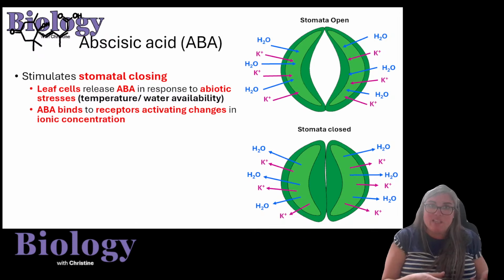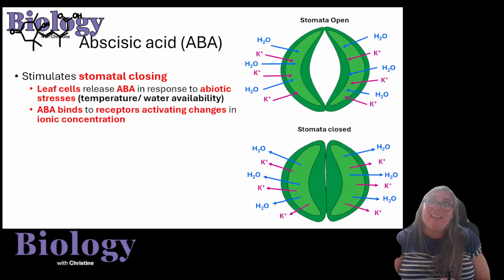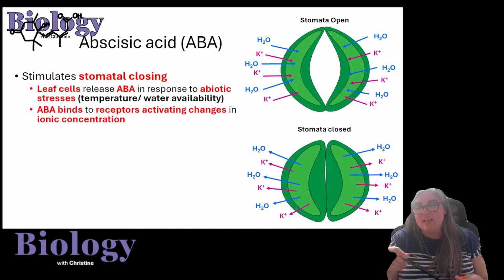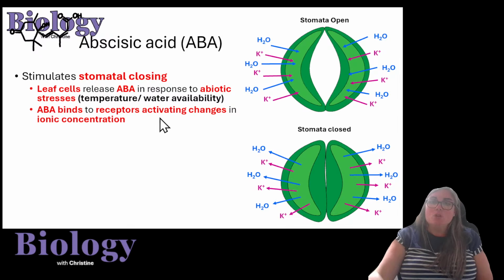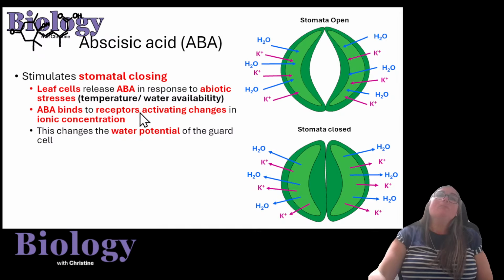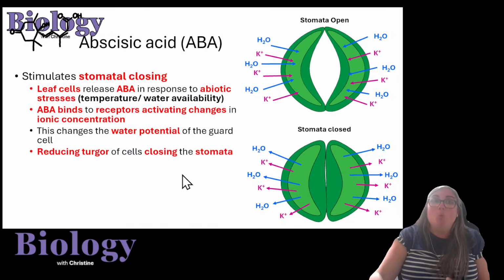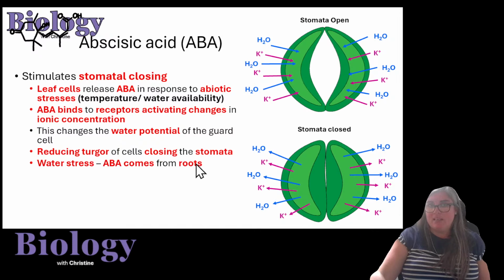Where is that receptor? If the receptor is on the surface, then it means that the hormone can't get in. If the receptor is inside the cytoplasm or in the nucleus, then the hormone can get in. So use that as your guide. By the ABA binding, that is going to activate changes in the ionic concentration. That will therefore change the water potential, therefore reduce the turgor, closing the stomata.